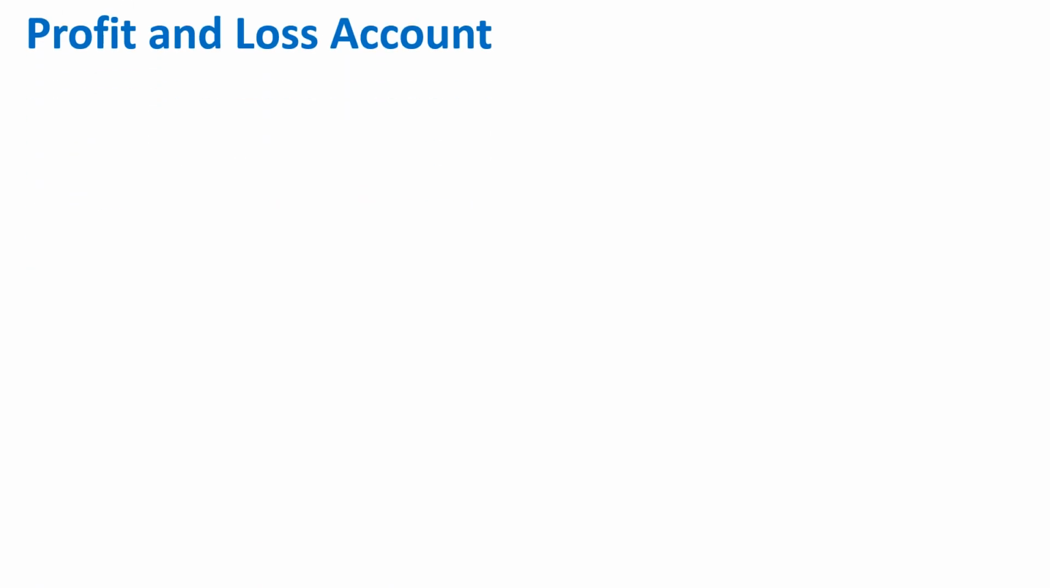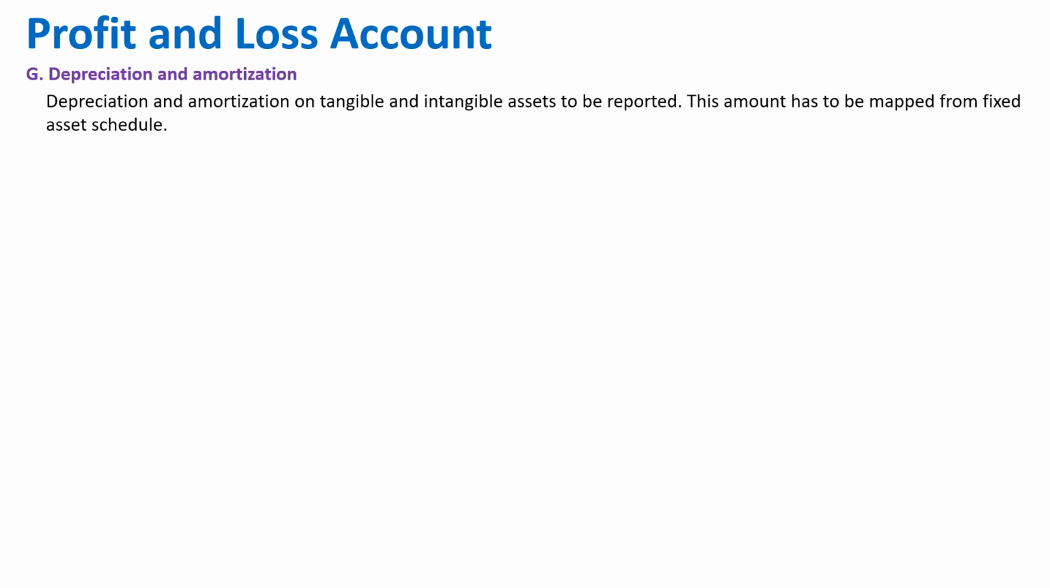After reporting employee benefits, you need to report depreciation and amortization. So depreciation and amortization on tangible and intangible assets is to be reported. This amount has to be mapped from the fixed asset schedule. When you prepare the balance sheet, you will have a fixed asset schedule. So the depreciation reported in the fixed asset schedule should be mapped here so that there is no difference between the fixed asset schedule and the depreciation you're reporting in the profit and loss account. After that, you will have all the remaining expenses. Whatever is not captured in your material cost, salary cost, and depreciation will be shown under other expenses.